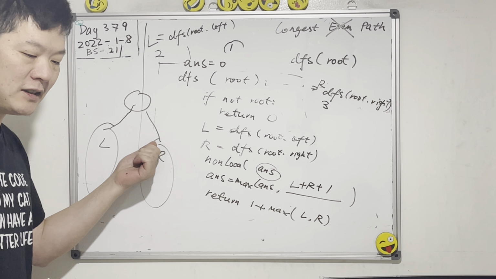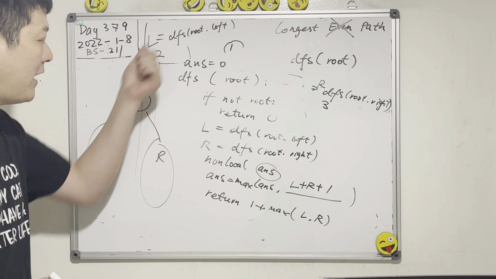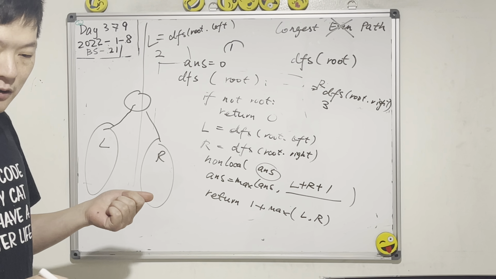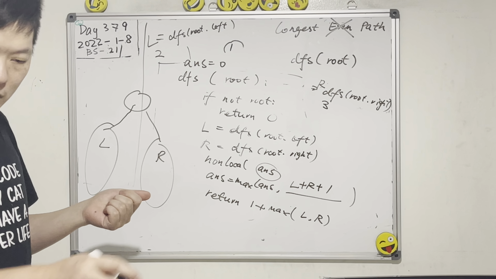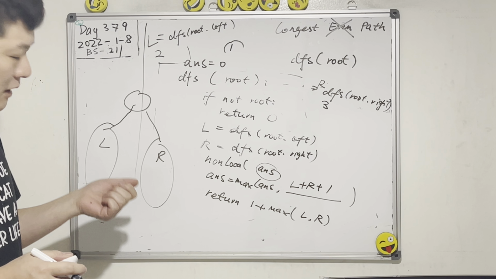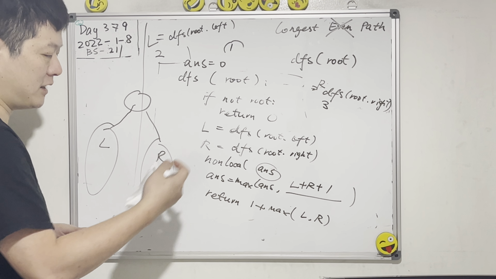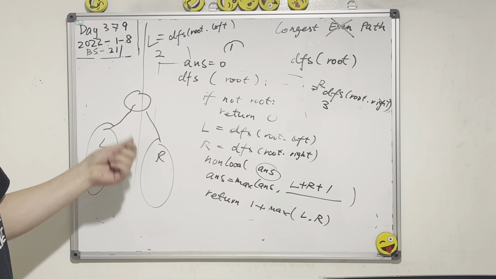For this one, the time complexity is what? If there are n nodes, what's the time complexity? It's the number of nodes visited, because we visit each node exactly once.